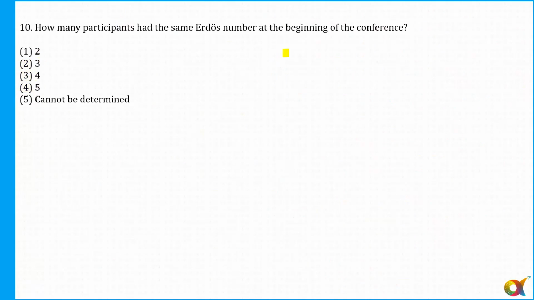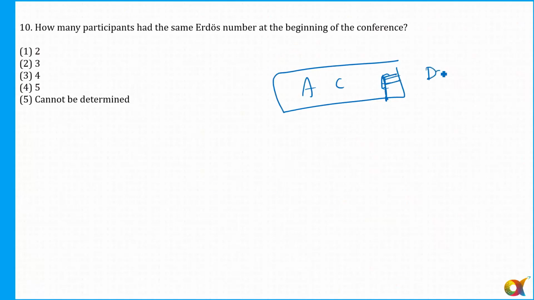And question number 10. How many participants had the same IRDOS number at the beginning of the conference? So at the beginning of the conference, how many of the participants got the same IRDOS number? Now we know when A, C and F work together on day 3, the IRDOS number of F is F, and C has become F plus 1 and A has become F plus 1. And also we know at the end of day 3, there were 5 persons for whom F plus 1 is there.